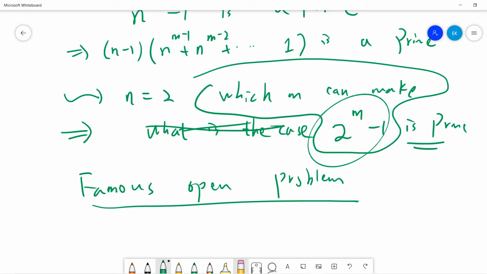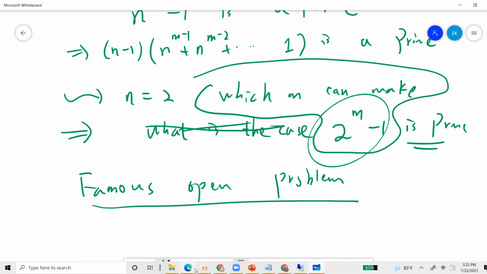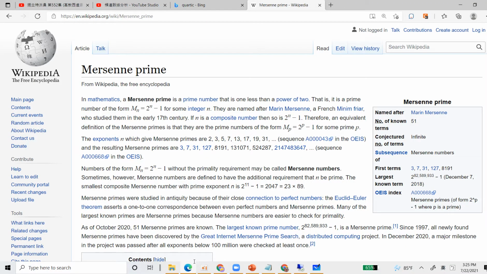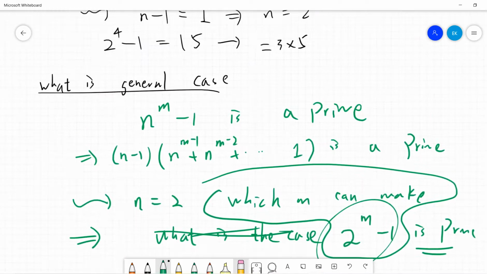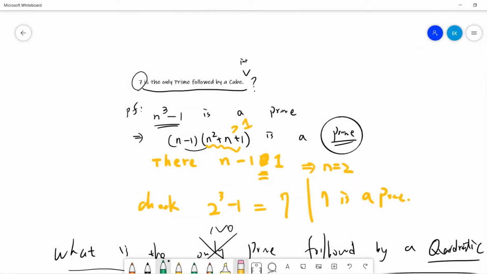The prime of the form 2 to the m minus 1 is famous in mathematics, called a Mersenne prime. I think up to now it is still open whether this type of prime is infinite. The largest known Mersenne prime is 2 to the 82,589,933 minus 1. So this question is actually a very good introduction to the Mersenne prime.